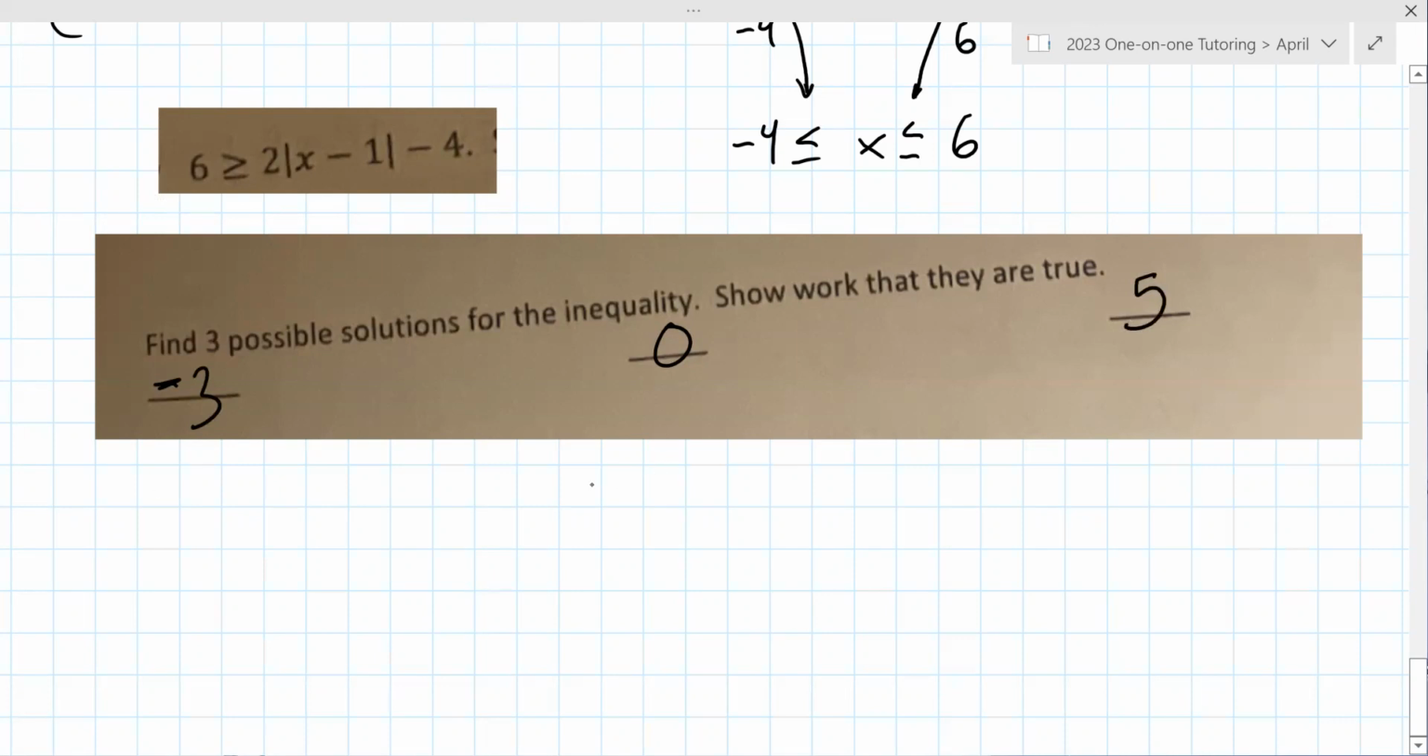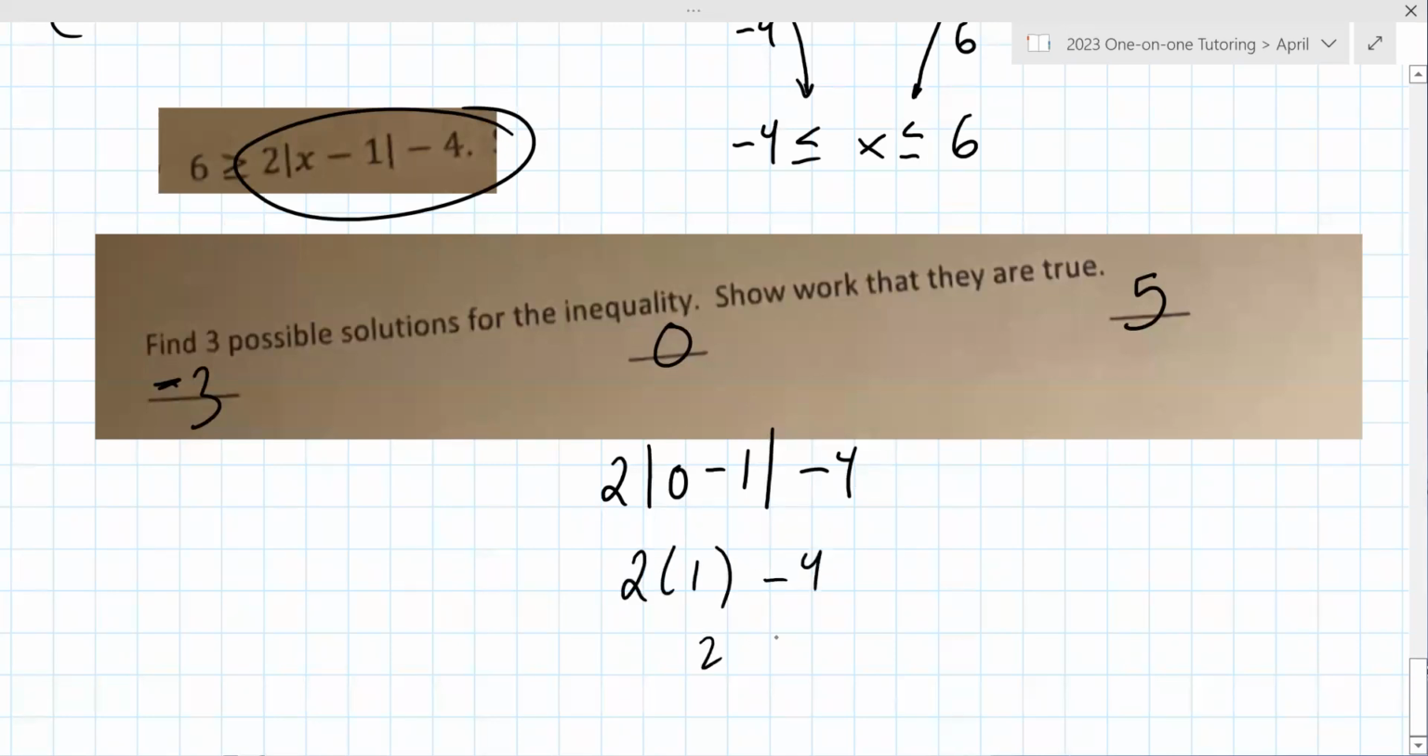Okay, so what we're going to do, I'll do the 0 one here. We're going to do it in this part of the inequality. 2 absolute values, 0, -1, -4. So you're just evaluating in order. 0 - 1 is -1. Absolute value of -1 is 1. This becomes 2 times 1. 2 - 4 is -2. And you're basically asking, is this true? Is 6 greater than or equal to -2? Yes. Okay. So I want you to pick one or the other. I'd recommend doing the 5. Probably be slightly easier, but I want you to work that out for us, please.